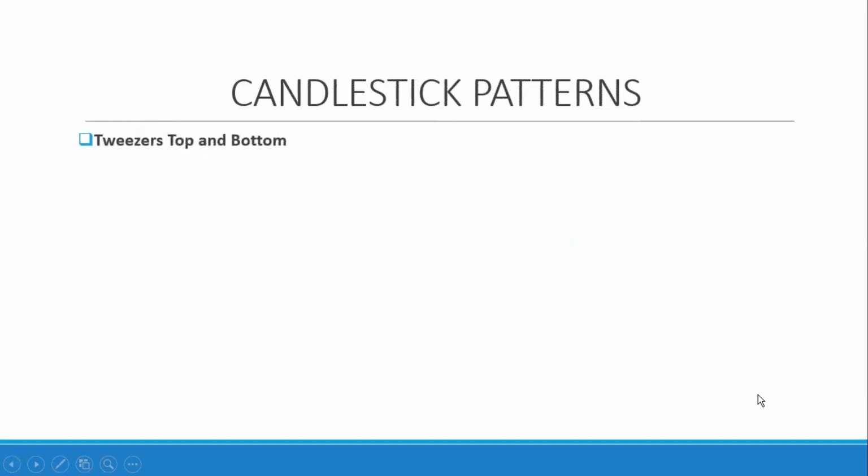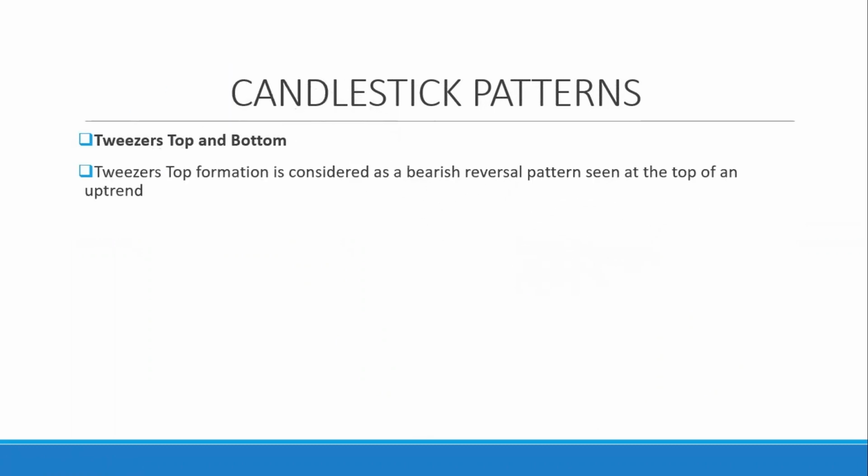Now, let's look at the last aspect of it, which is the tweezer top and tweezer bottom. One of my favorite candlestick patterns. The tweezer top formation is considered a bearish reversal pattern seen at the top of an uptrend. When it forms at the top of an uptrend, it indicates a potential reversal. The first candlestick is bullish, followed by a bearish candle of equal size. The focus here is the equal size of the bearish candle.